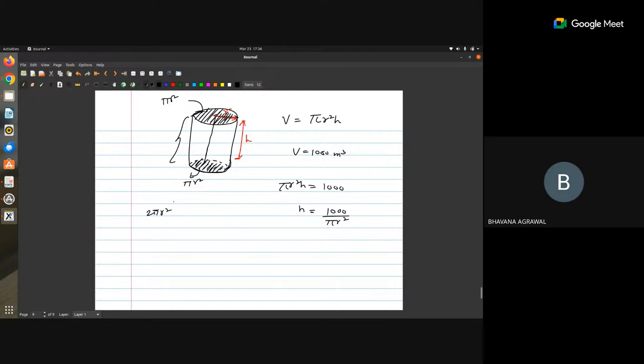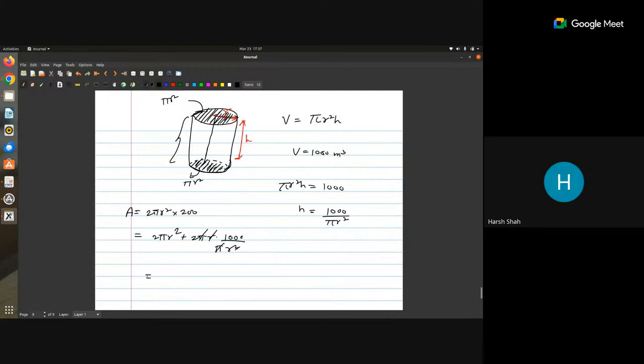We multiply the cost with this. Plus 2 pi r h. So this cylindrical portion is 2 pi r h. So this is my actual surface area. H you can substitute. Now you will get some objective function here. So 2 pi r and 1000 divided by pi r square. Because this portion is having 2000, I'll just multiply this.